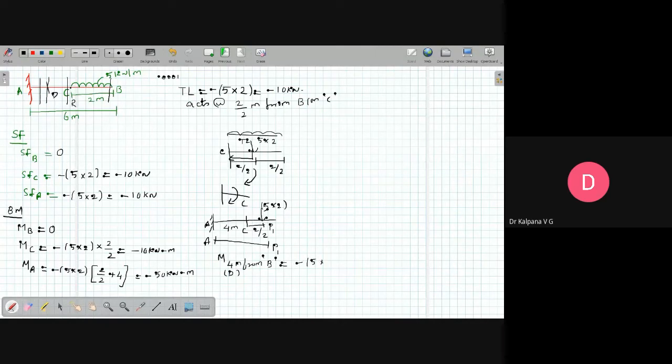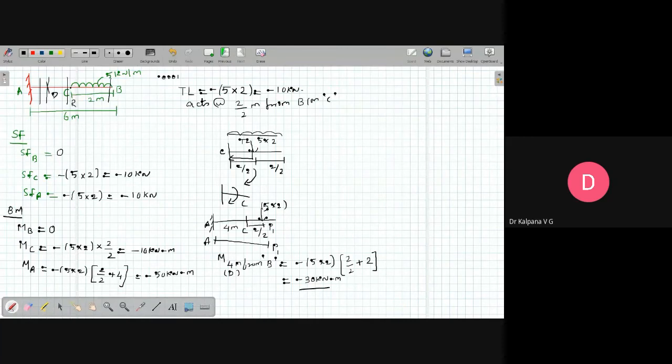Minus 5 into 2 into 2 by 2 plus... yes, point D is 2. Hence the answer is 30 kilonewton meter.